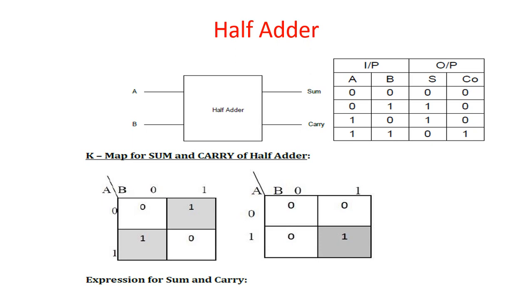For the 0, 0 input, the sum is 0. For 0, 1 input, the sum is 1. For 1, 0 input, sum is 1. And 1, 1 input, sum is 0. To simplify this one, we have to group it. So here single ones only it is possible to group. If we group this one, the equations will be like this.